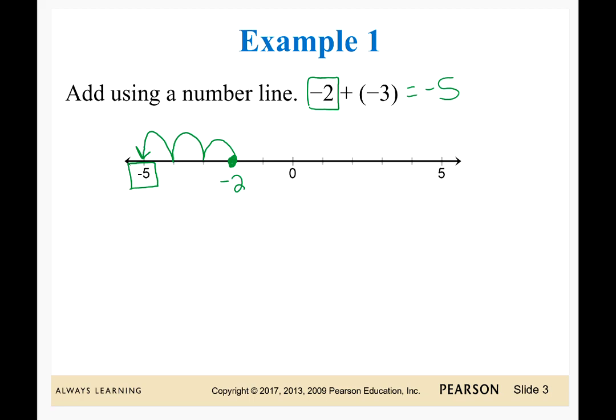Now, when you have a simple problem like this, the number line would be a totally great way to do this. But what if that problem was -2,745 plus a -3,962? You're definitely not going to want to draw a number line. So we need some rules on how we work with these numbers.